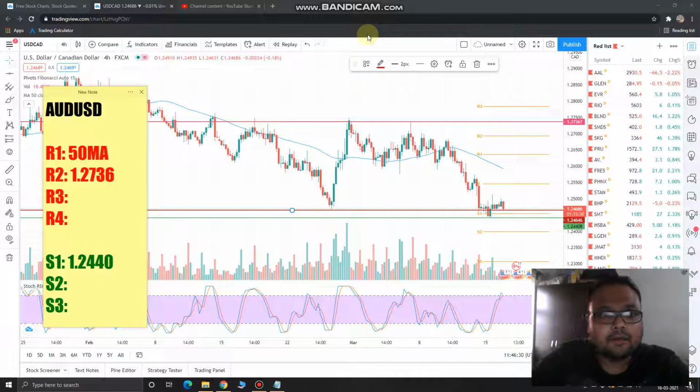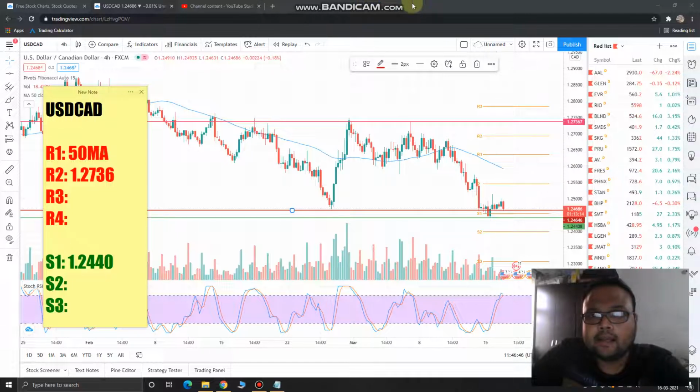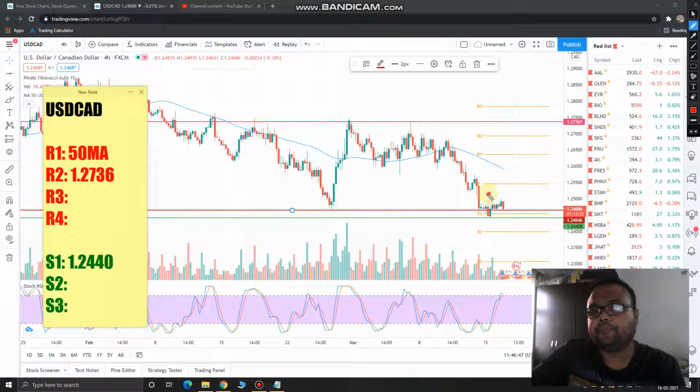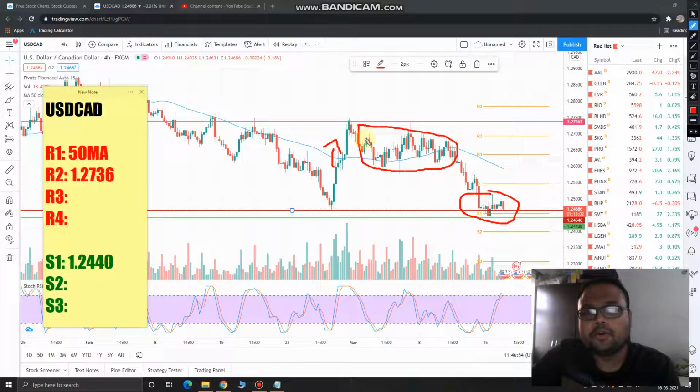So we can see that right now, here I need to write US dollar, Canadian dollar, USD, CAD. Okay, so right now we can see that market is trading at 1.2468. Okay, and right now market is trading at the support zone. We can see that right now market is taking support at this price level. After this fall, market went up a little. Then market was in consolidation. There was no trend on the market, and after the market fell again.